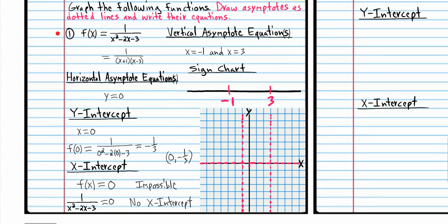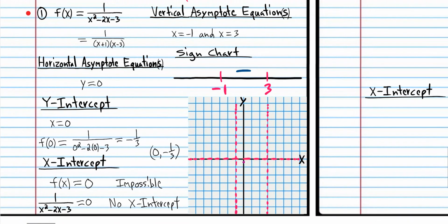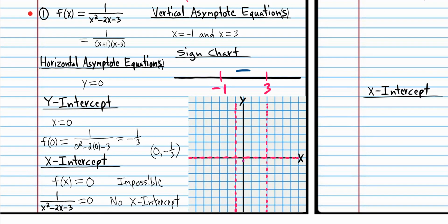we'll check these areas. So let's check 0. Let's plug in 0 and see what the sign is going to be. So we plug in 0, and we actually already did that. We got a negative number, so that means the graph is going to be below the x-axis in that region, this region here.